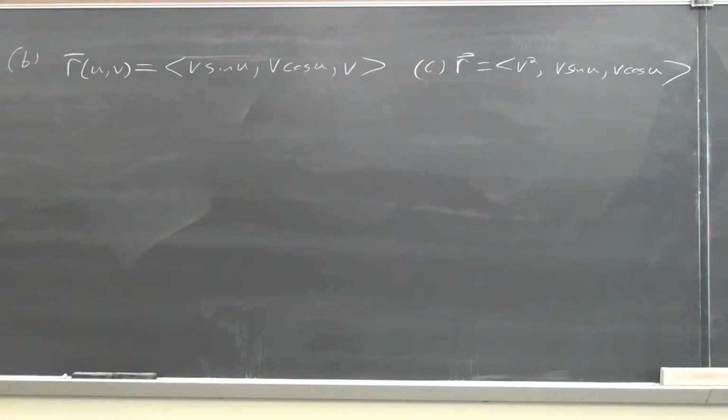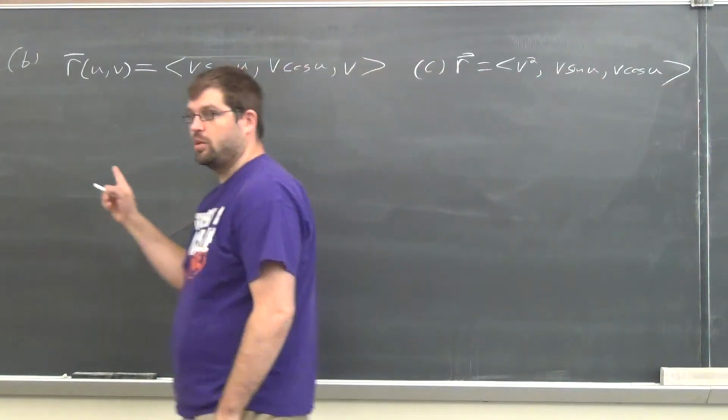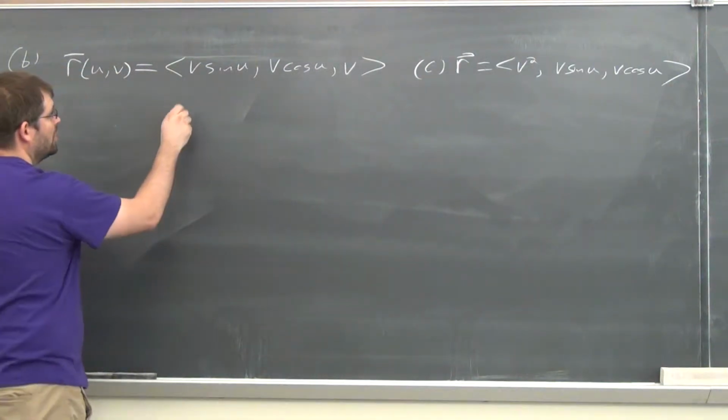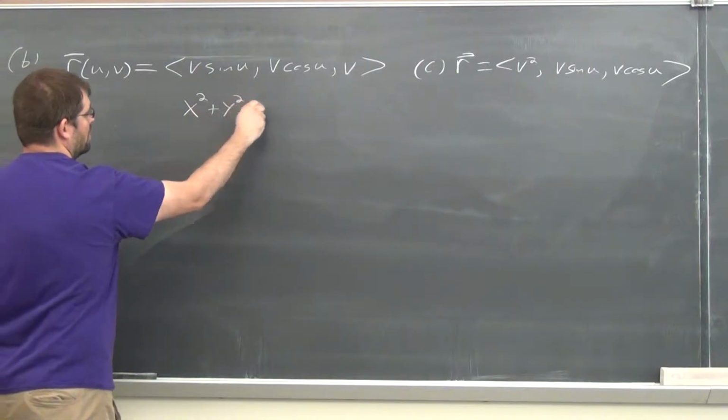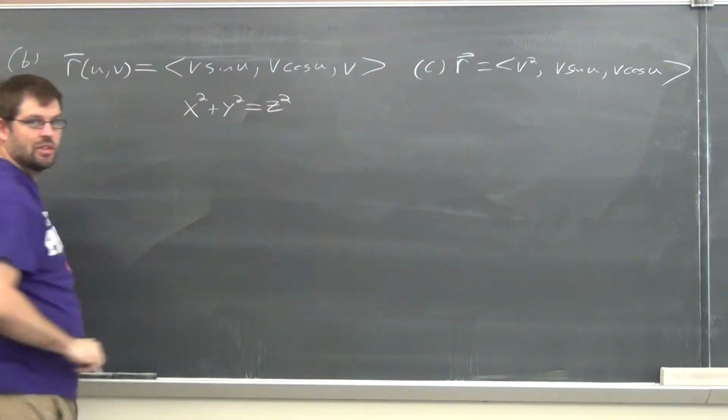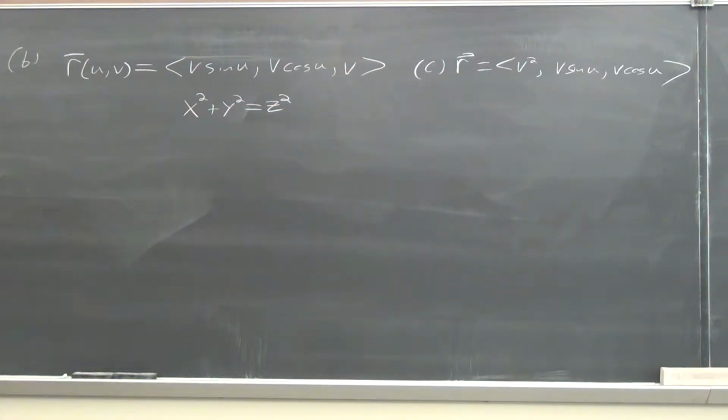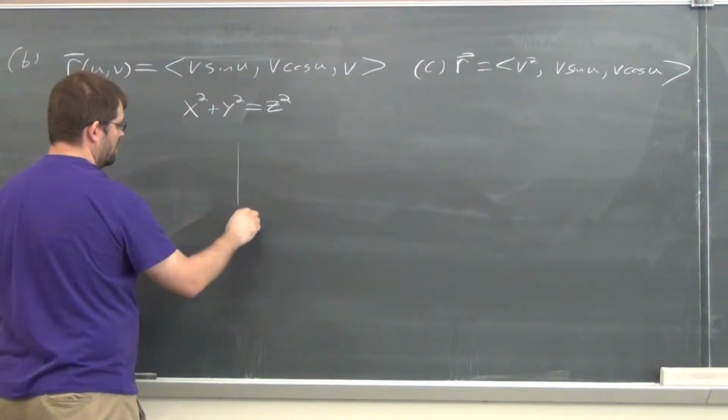Okay, so, have we made any progress yet? What's this one? What equation is satisfied? So, x squared plus y squared equals z squared. That's good. So, what is that equation? A cone. That's good.